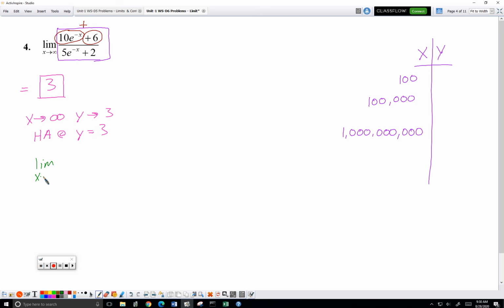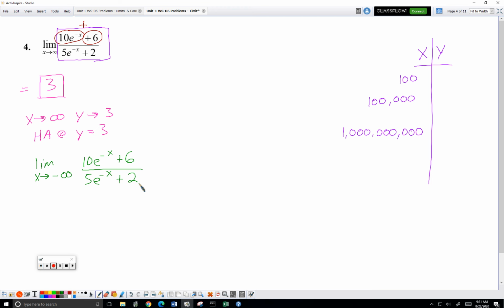As x approaches negative infinity, so what do we do? Show your hands. It's all about the hands. It's how I judge whether the class is following me or not.